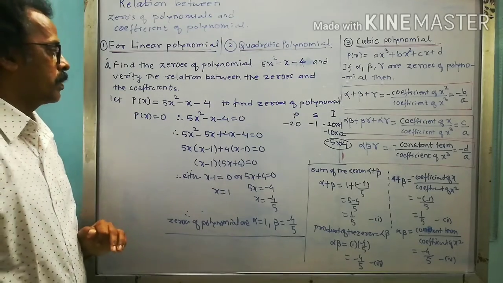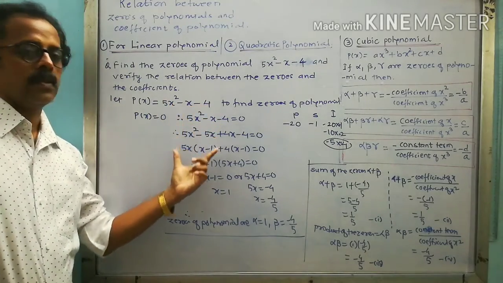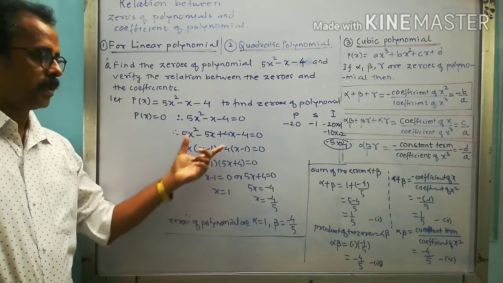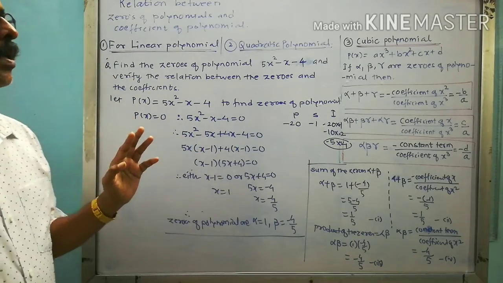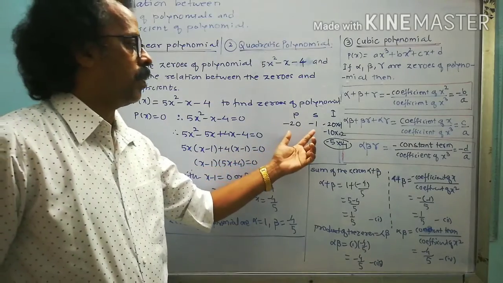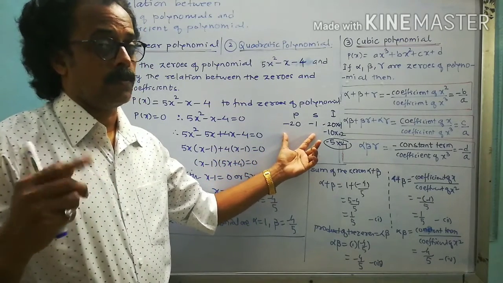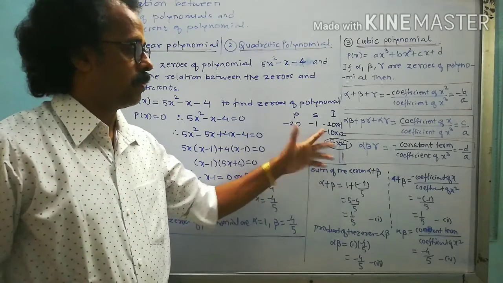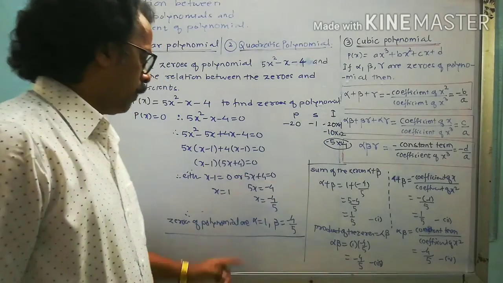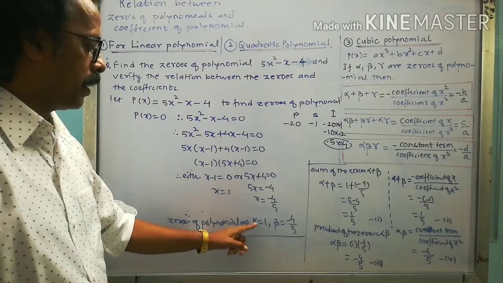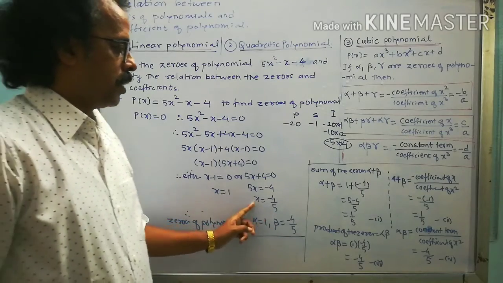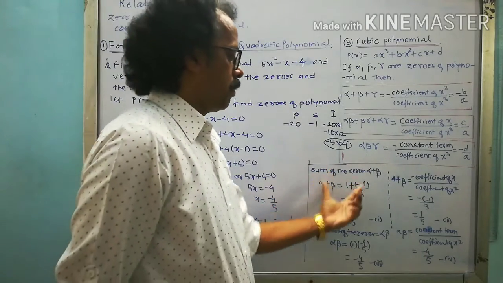So how did we start with the question? First we went ahead with factorizing, splitting the middle term. This is the best method because there is always a problem for you people with the sign. Here you will get clarity in that case. Once you find x and x, we get this as alpha, this as beta. Then we have considered the sum of the zeros.